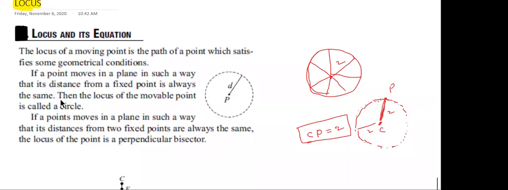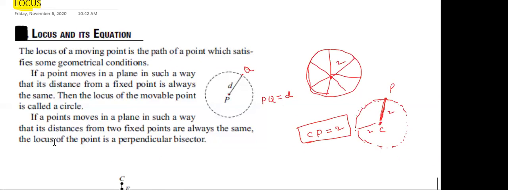But see the diagram here. The fixed point is taken as P and the locus point you can take as Q. Okay. Now what is the geometrical condition here? PQ is equal to d. Now the locus is a circle. The locus of the movable point is called a circle.